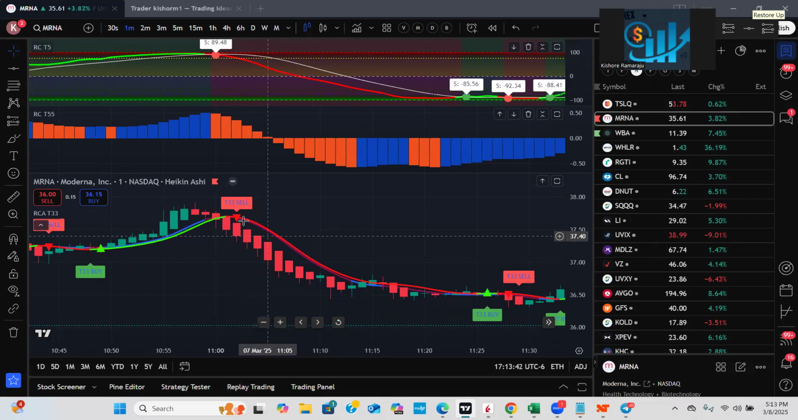It went all the way down from $37, it went to $38, it went to $36. If you buy the puts, it will make huge money. Within 1 hour, you will make 100% on that.